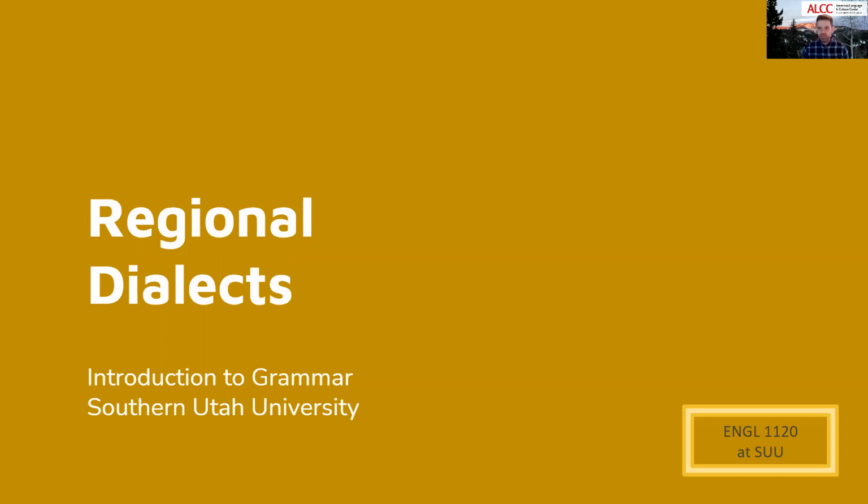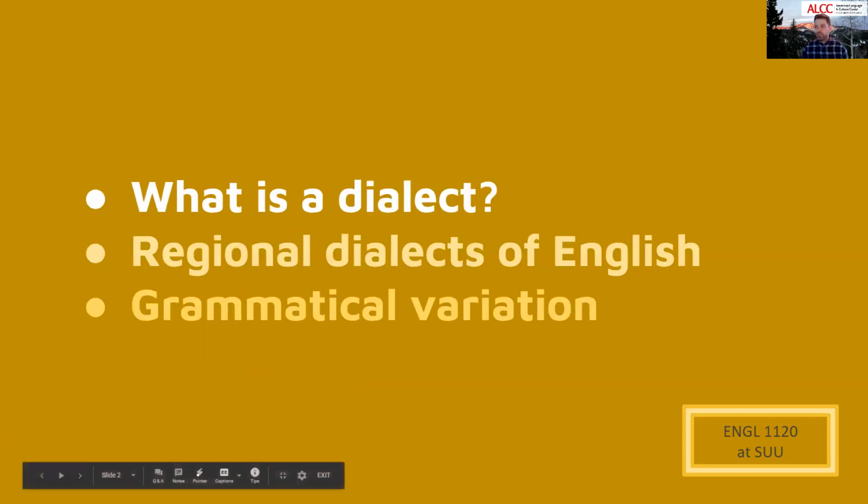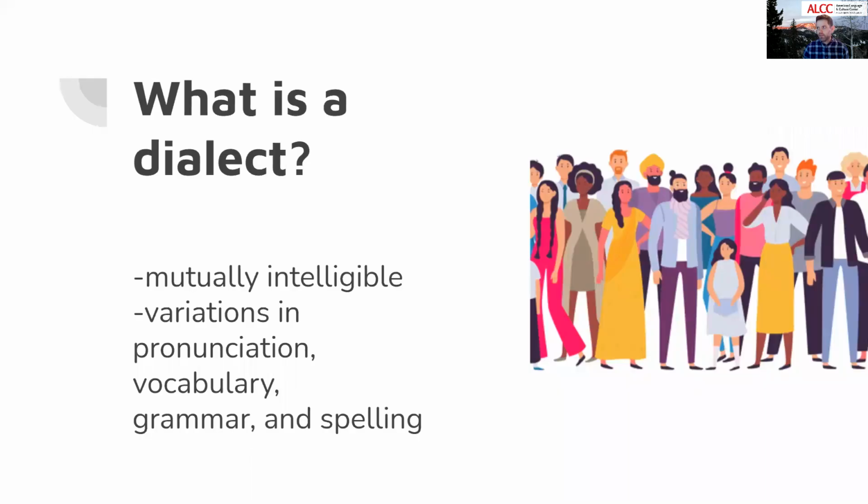The goal of this video is to give a quick introduction to regional dialects and how that affects English grammar. So first, what we want to talk about is what is a dialect. Then we'll talk about some regional dialects of English in different countries. And then we'll talk about specifically how grammatical variation may occur between dialects.